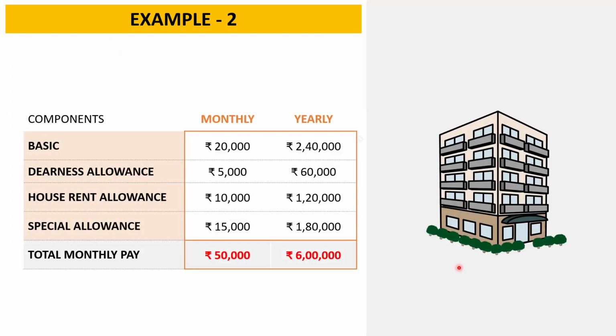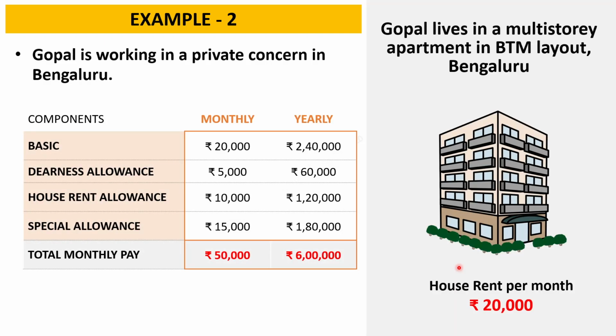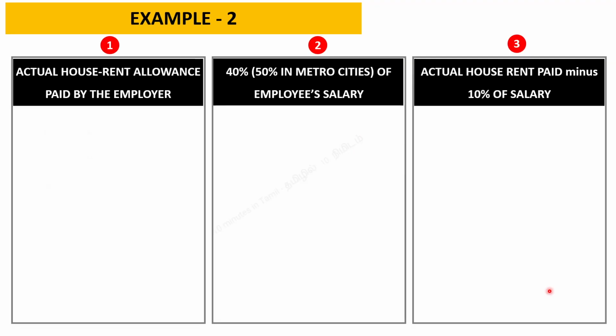Now let's look at a second example. Gopal, who also works in a private concern in Bengaluru, earns the same salary, but the only difference is that he stays in BTM Layout and the amount of rent that he pays per month is 20,000, as he stays in a larger apartment. Now let's compute these three things.